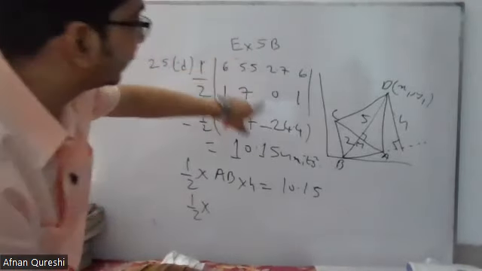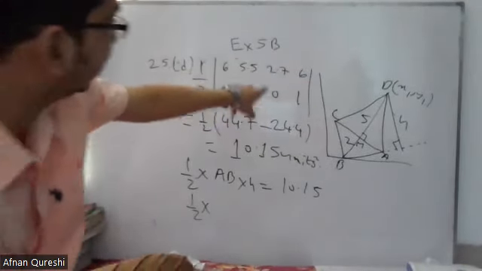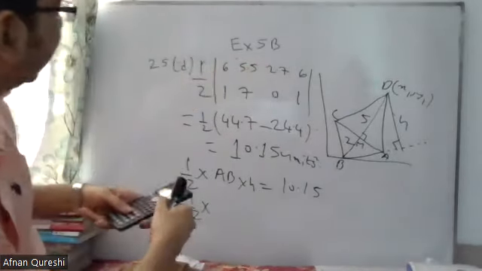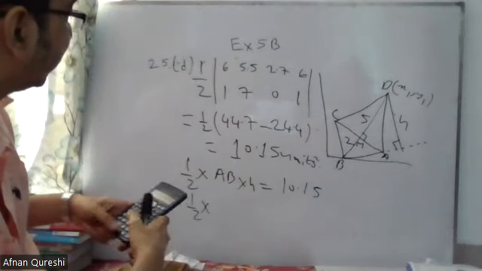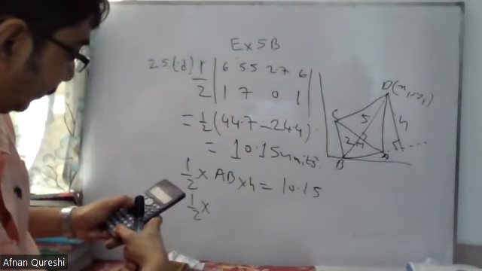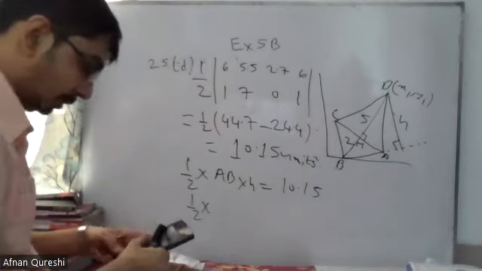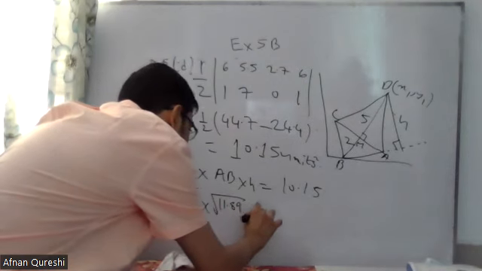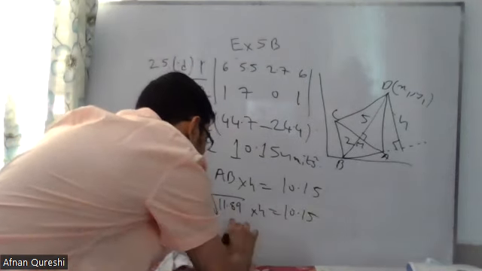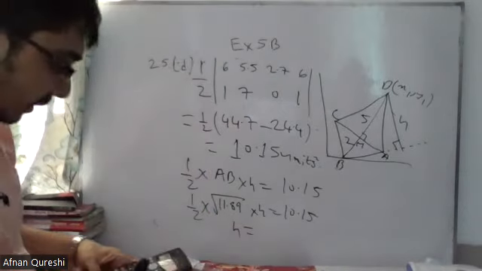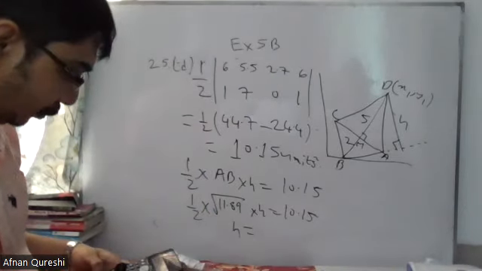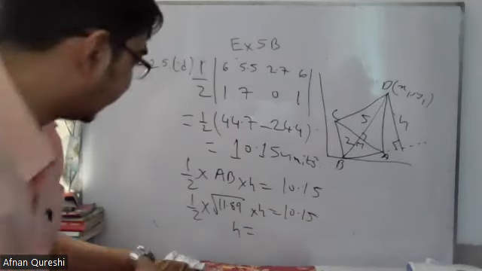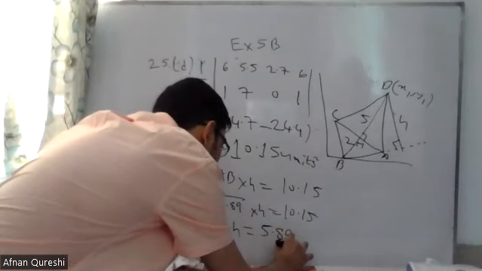This is actually the coordinates of D, since I took it here as ADB. So this is A, and this is the coordinates of D. So 6 minus 2.7 whole square plus 1 minus 0 whole square, square root. I get 3.448, or basically root 11.89, into H is equal to 10.15. So H, the perpendicular distance from D to AB, is going to be 10.15 into 2 divided by root 11.89. This comes to 5.89 units.